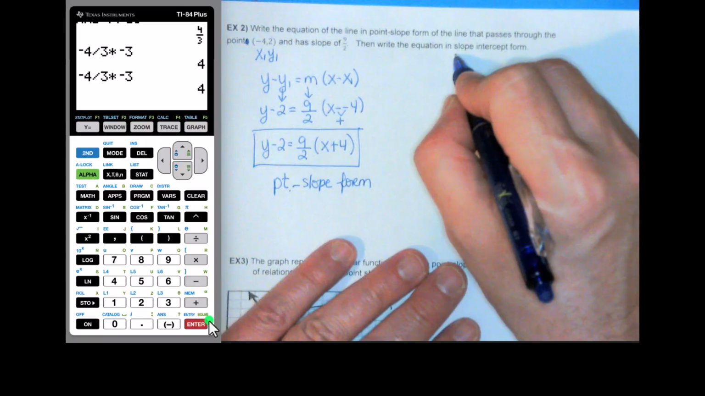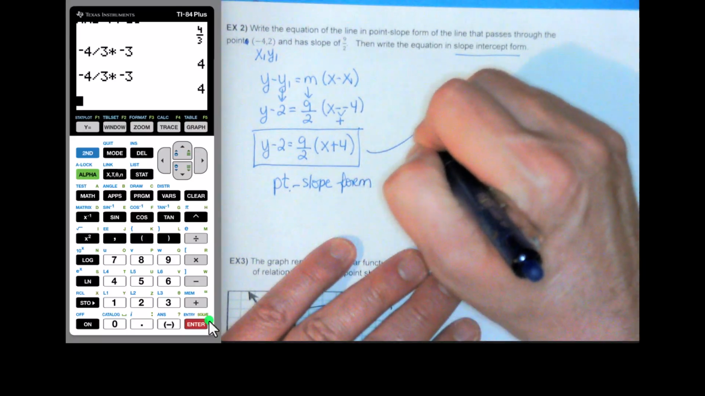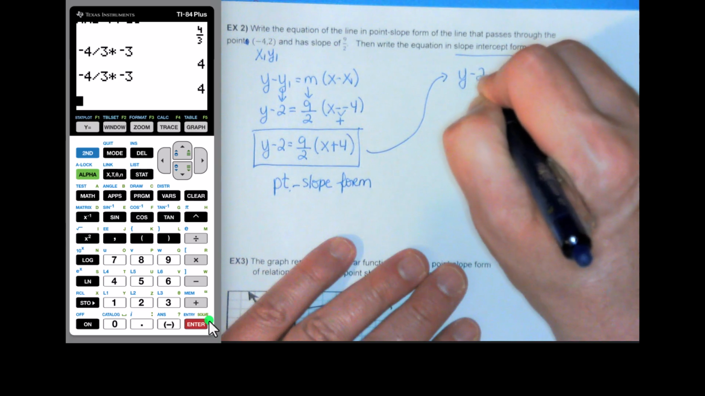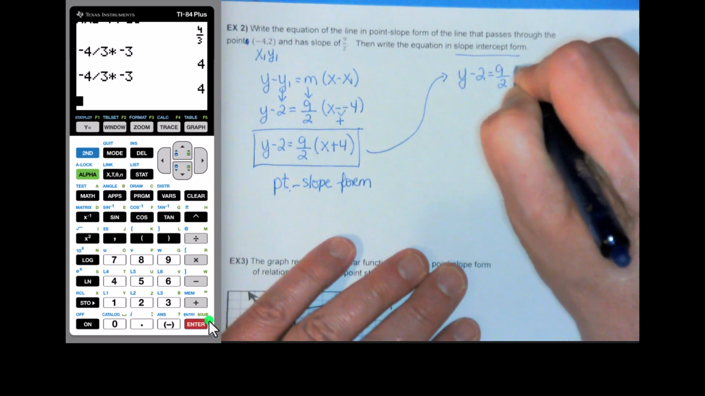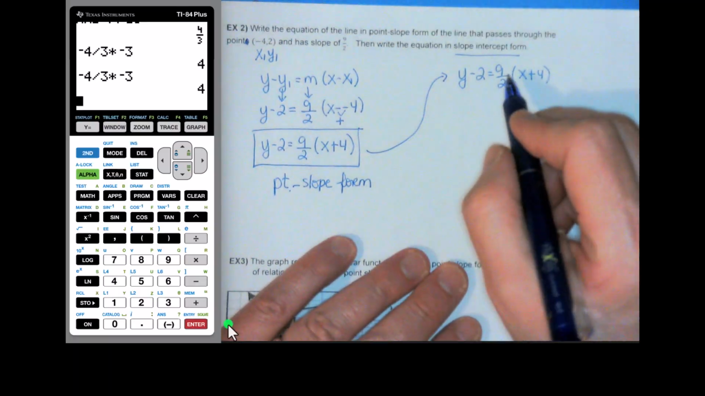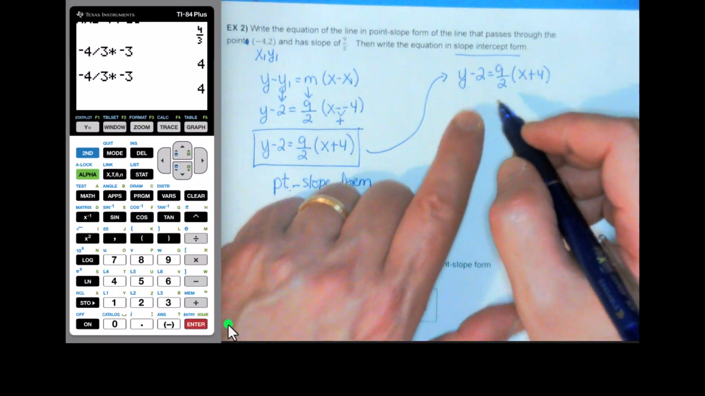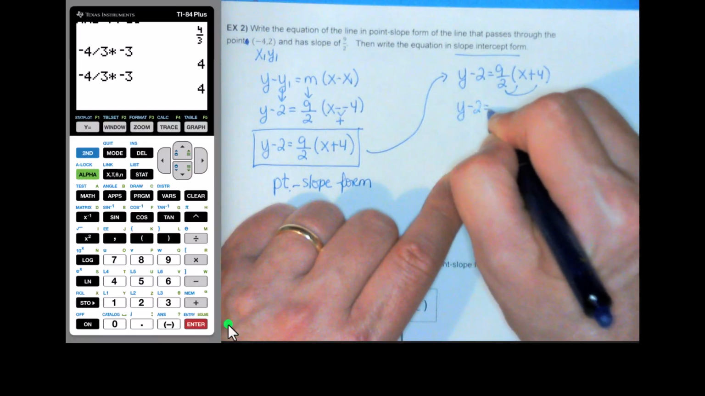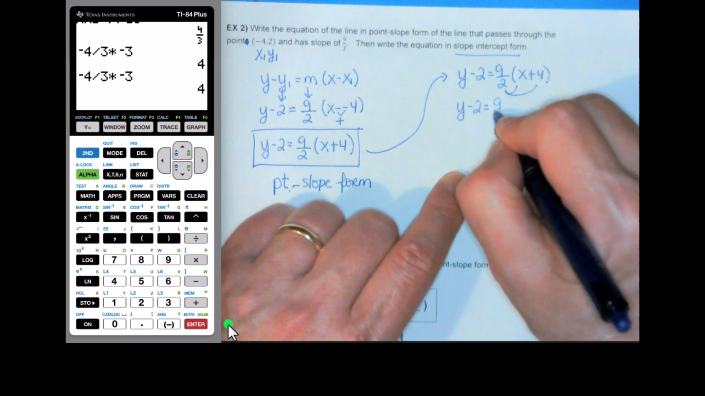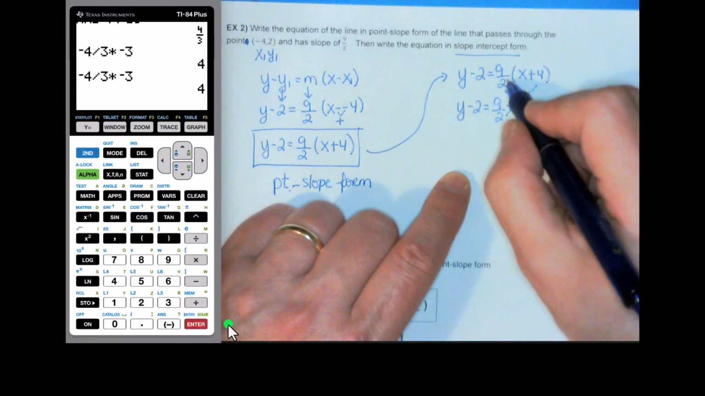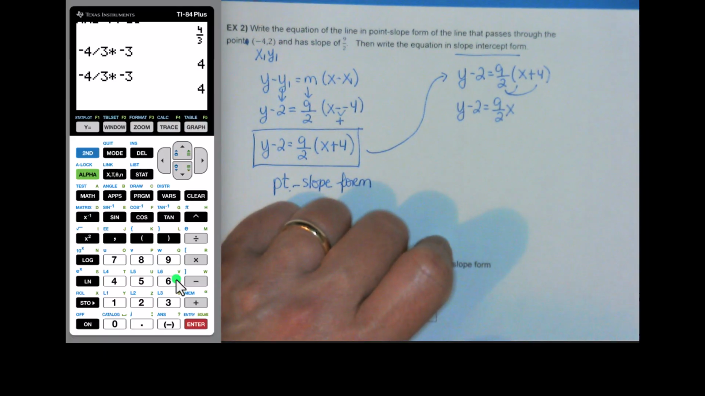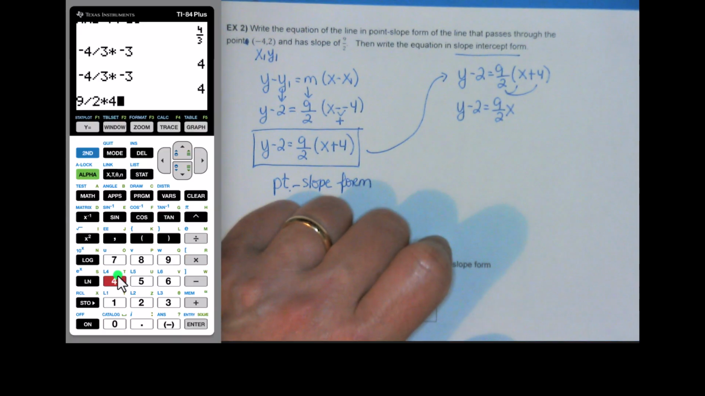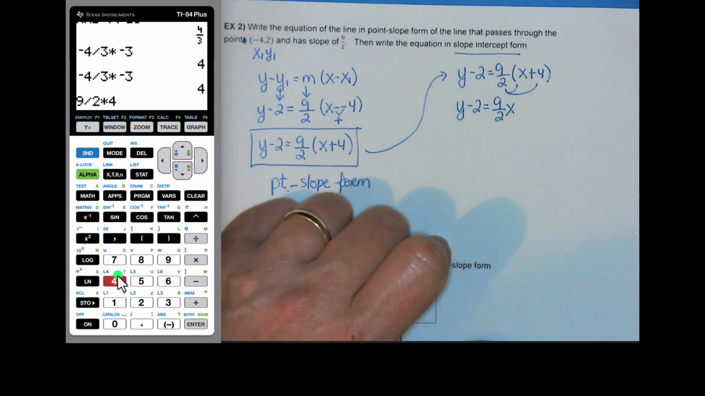Alright, next thing is we're going to find slope intercept form. So we're going to take this, I'm going to copy it over here, and we're going to modify it so that y is alone. In order to do that, we're going to multiply. So this will be y minus 2 equals 9 over 2 times x, which is 9 over 2 x. 9 over 2 times 4, let's use our calculator. 9 divided by 2 times 4 is 18.